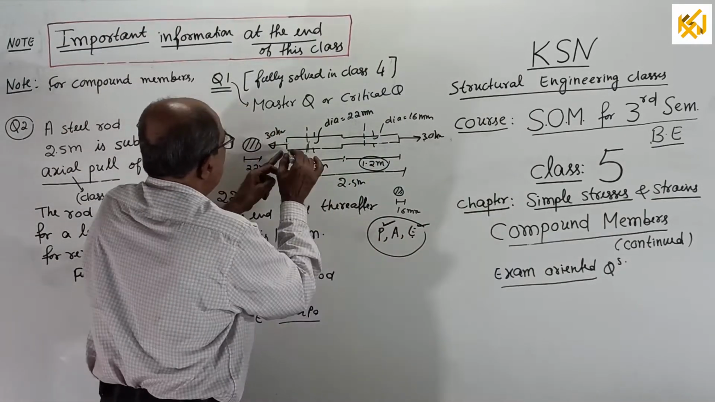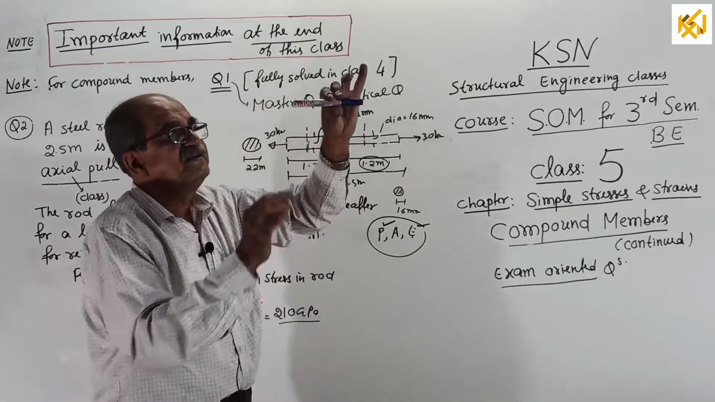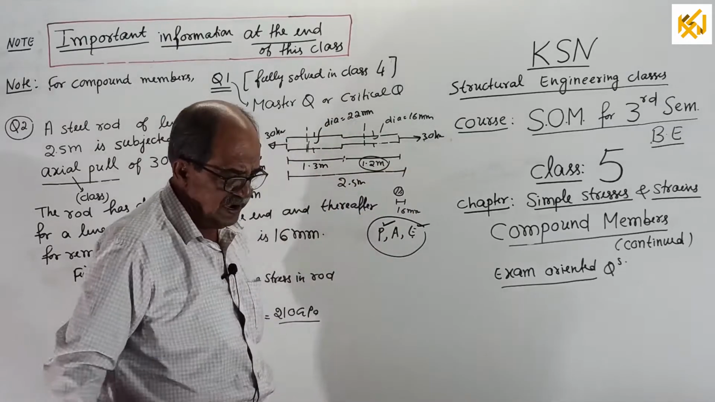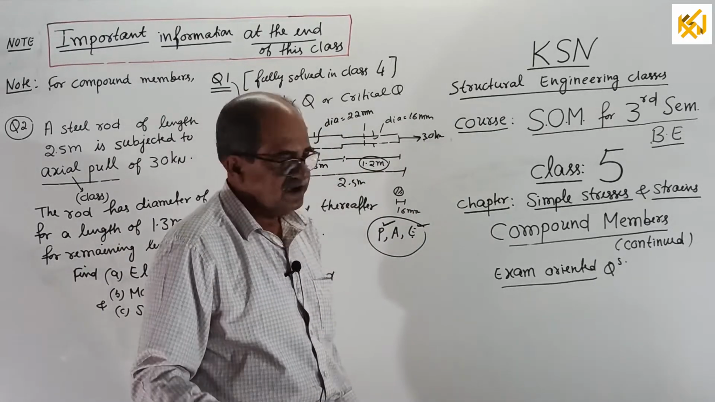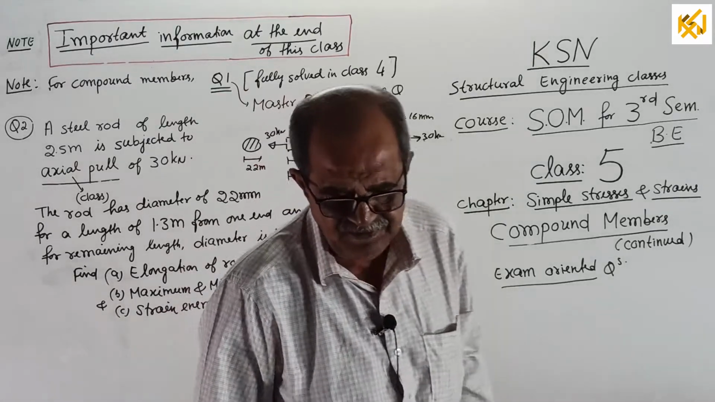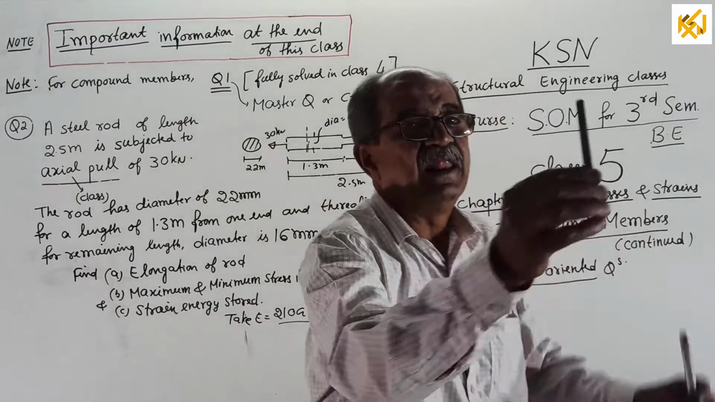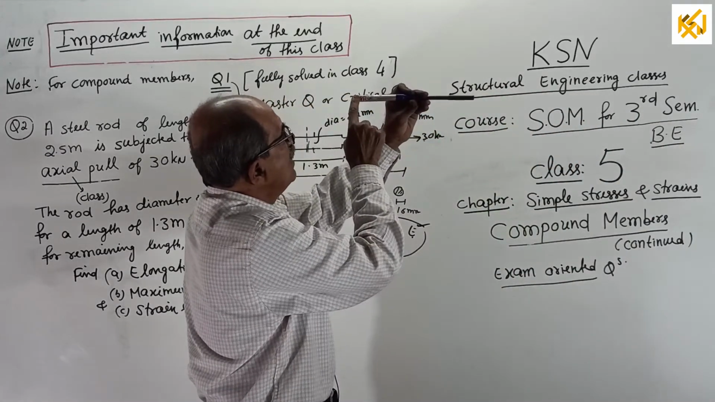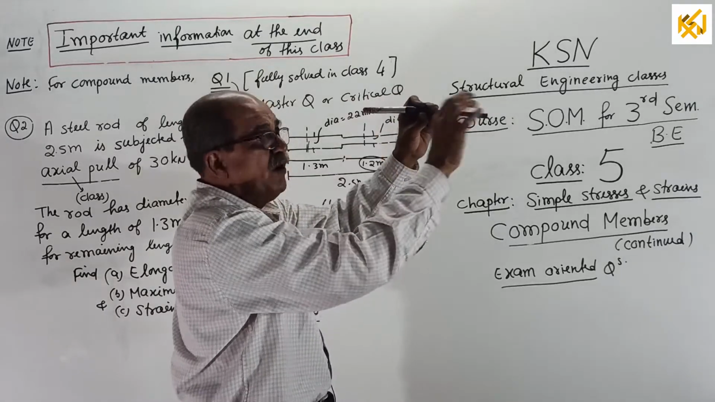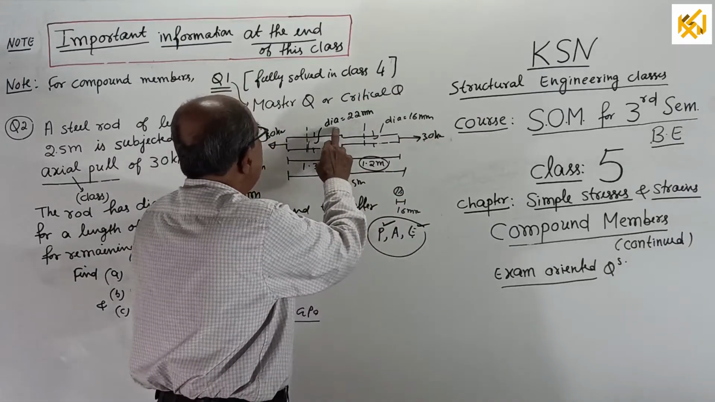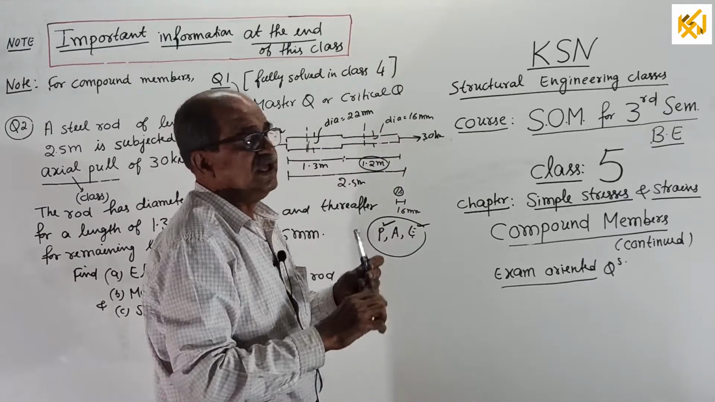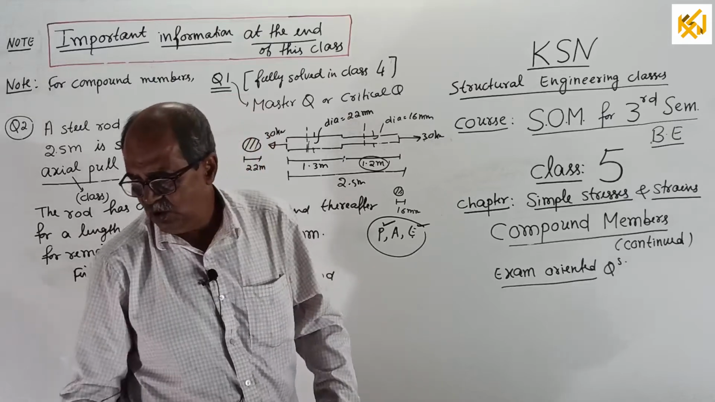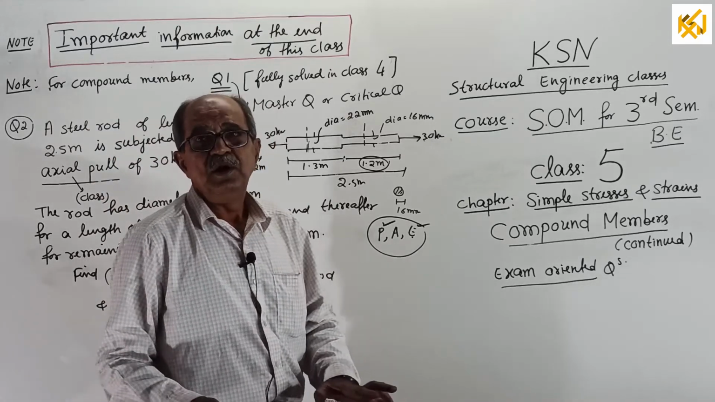But see, for this much portion, the diameter is 22. Once you go beyond 1.3 meter, its diameter instead of 22 becomes 16. That means it is something like this. See, this way. Full length is 2.5 meter. For 1.3 meter, don't worry about this gap, it is uniform. Up to 1.3 meter, 22 mm diameter, remaining portion 16. Therefore, if I cut here or if I cut here, cross-section area changes. Therefore, it becomes a member of compound member.